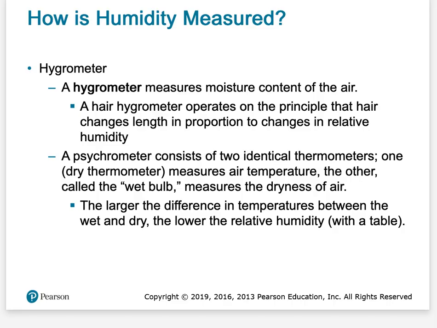And another method is a psychrometer. And if you're taking the geography lab course, you will be able to use a psychrometer to measure the temperature and the relative humidity in the air. But a psychrometer consists of two identical thermometers, one dry thermometer to measure the air temperature, and the other called the wet bulb, which measures the dryness of the air. So the larger the difference in temperatures between the wet and dry, the lower the relative humidity when you use a table with it.